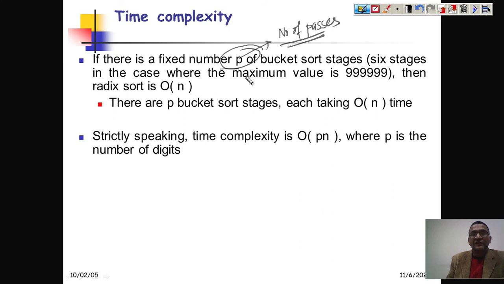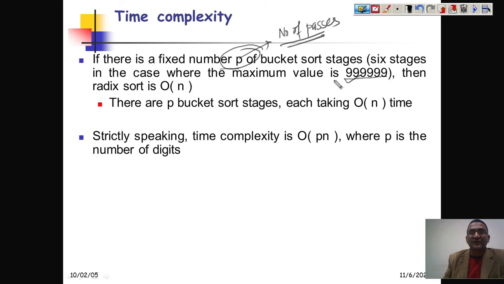So let's say you are doing a Radix sort and it requires p number of passes. If you are provided a sequence whose maximum value is this much, we know that the number of passes depends on the number of digits in the maximum value. So here we have 6 digits. That means to sort the given sequence, we need 6 passes.